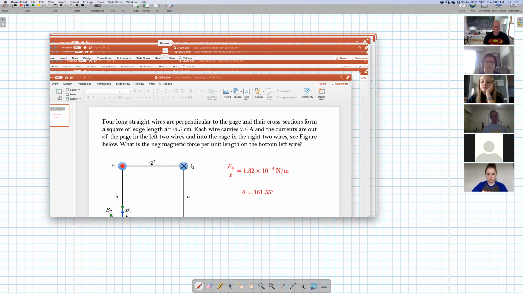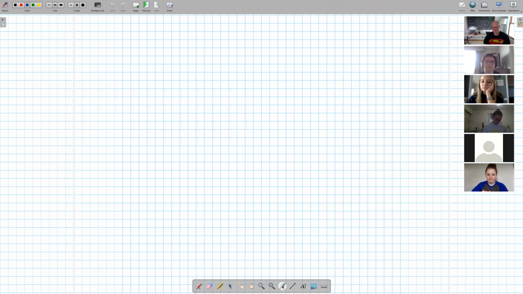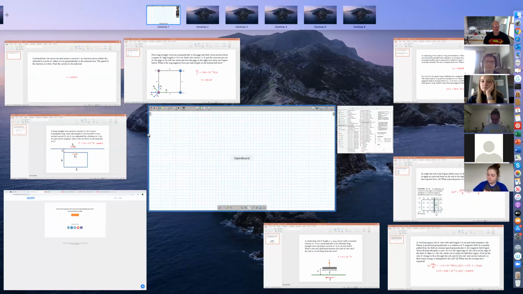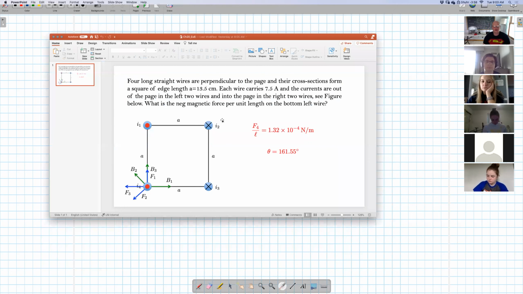For notation's sake, I'm calling the upper left-hand corner I1, the upper right-hand corner I2, the lower right-hand corner I3, and the lower left-hand corner I4. We're looking for the net force on the fourth wire, where these two are coming out and these two are going in. They all have the same current of 7.5 amps.